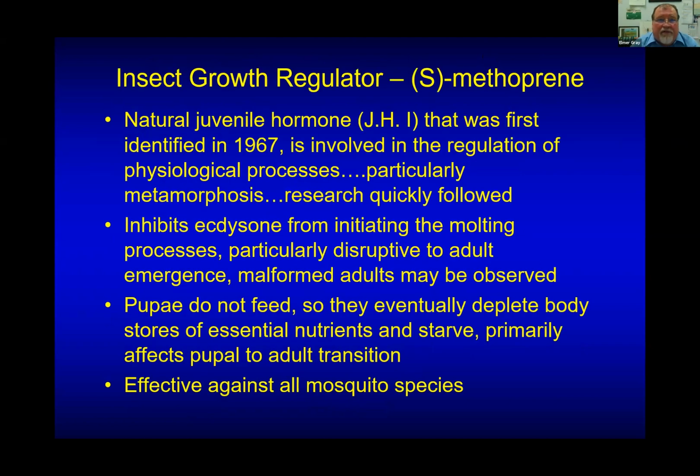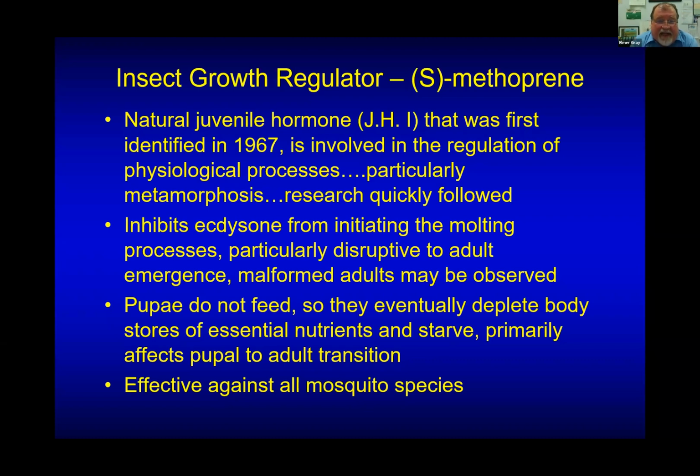The insect growth regulator S-methoprene. This is a natural juvenile hormone that was first identified in 1967. It's involved in the regulation of physiological processes, particularly metamorphosis, and research quickly followed and developed the first larvicide around 1975 for mosquitoes. It's used in a wide range of insecticides today. My first experience was with horn fly control on livestock.